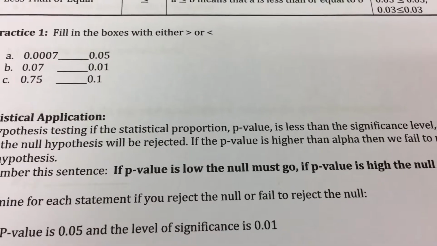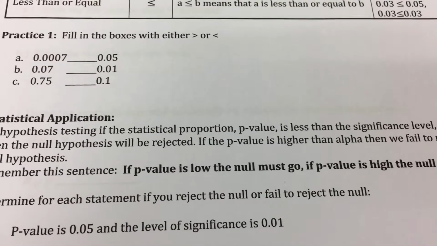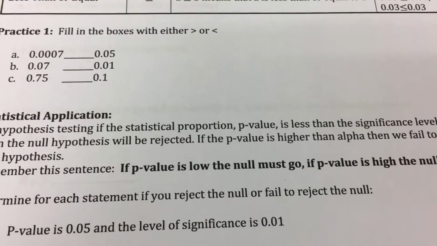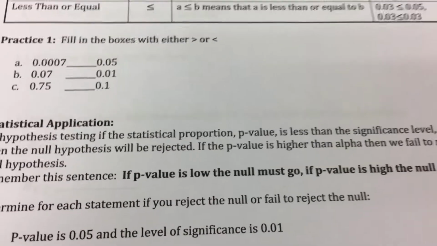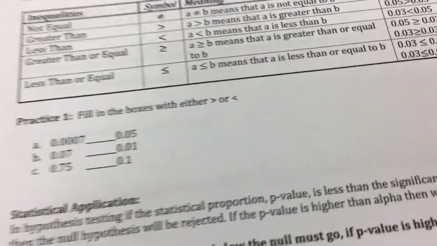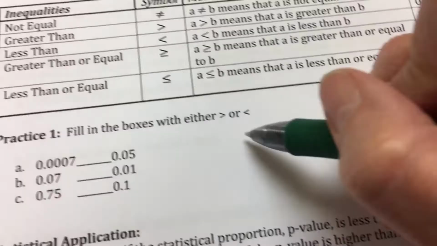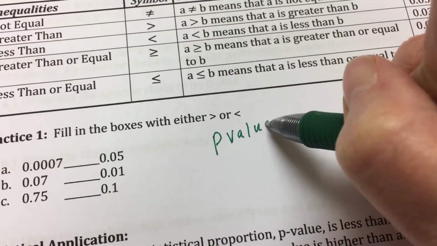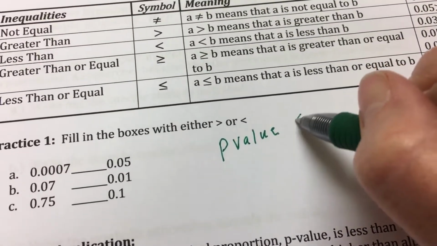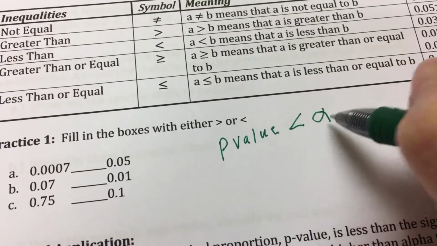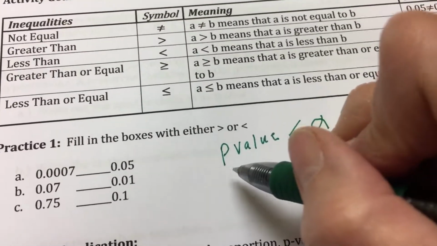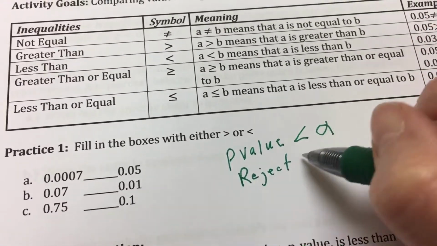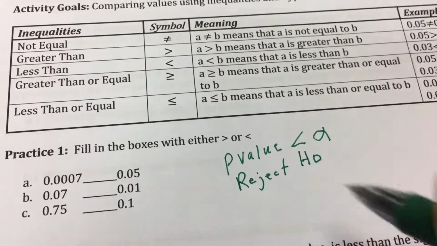So what happens is, to determine if we reject a null hypothesis or fail to reject, we have to do a little comparison. And so here's what we're going to look at. If the p-value is less than alpha, we're going to reject the null hypothesis. That's just abbreviated H sub 0.